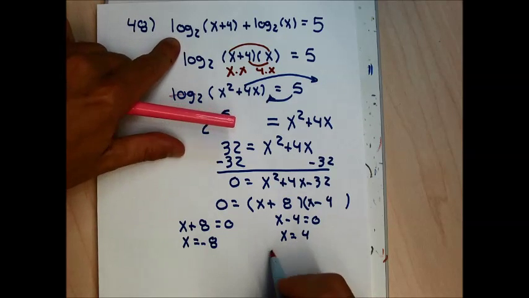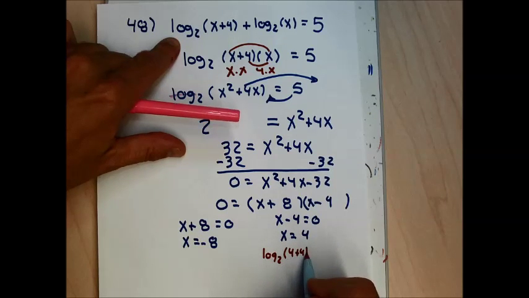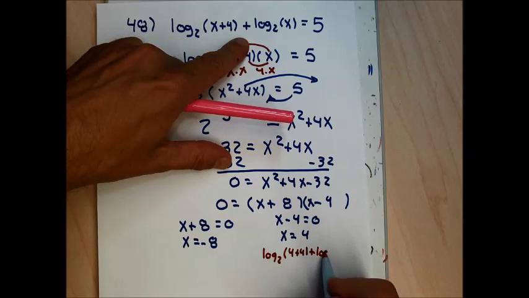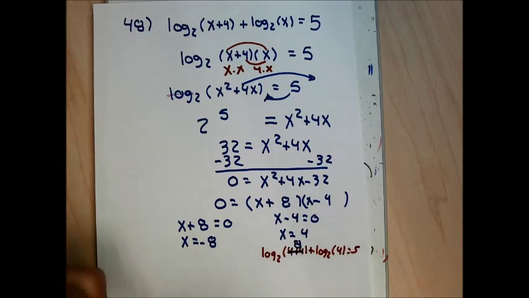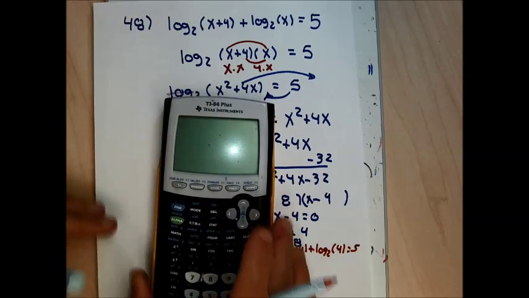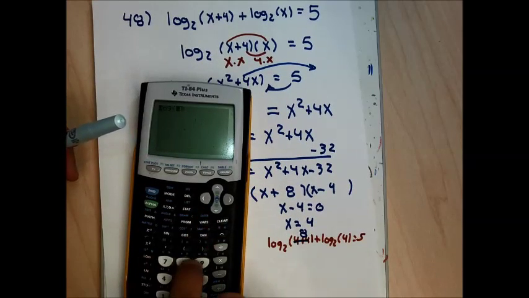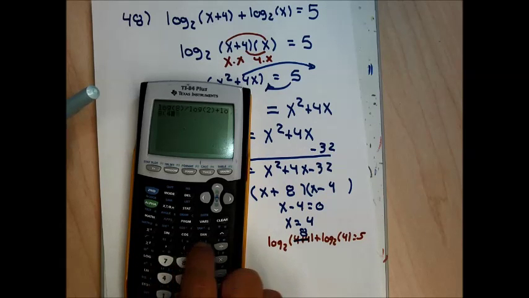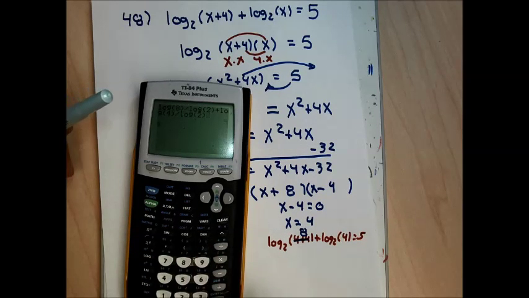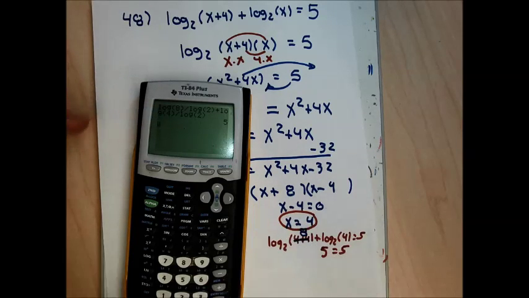So for checking the x equal to 4, I'd go the log base 2 of 4 plus 4 plus the log base 2 of 4 equals 5. When I enter this on my calculator, I'm going to make that an 8. And on my calculator, to check this, super easy, I'm going to go the log of 8 divided by the log of 2 plus the log of 4 divided by the log of 2. And that's going to give me 5 equal to 5, which is perfect. So x equal to 4 checks, and it's a solution.